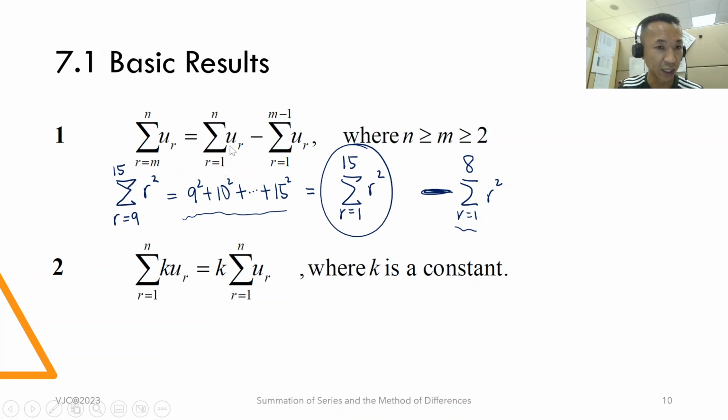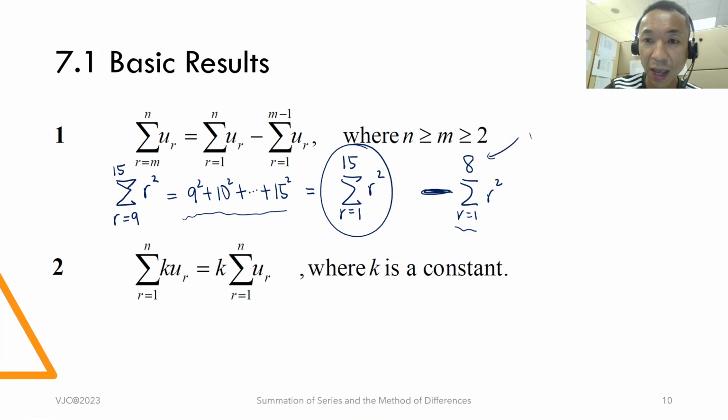And therefore, this result, right? If you want to sum from m to n, it is equivalent to summing from 1 to n minus summing from 1 to m minus 1. This is essentially your m minus 1. So remember this result.